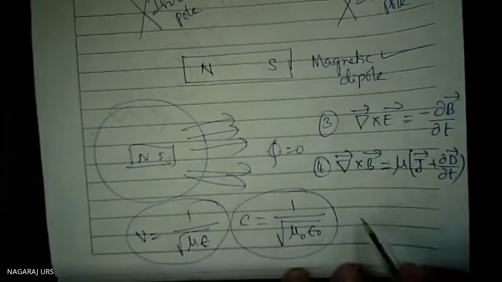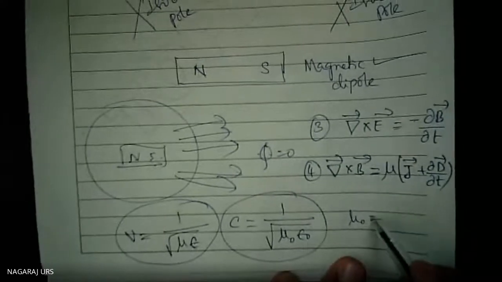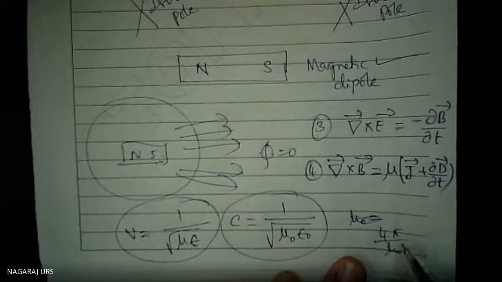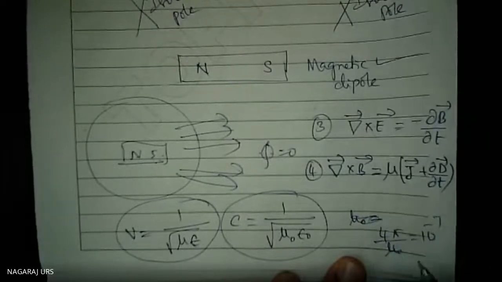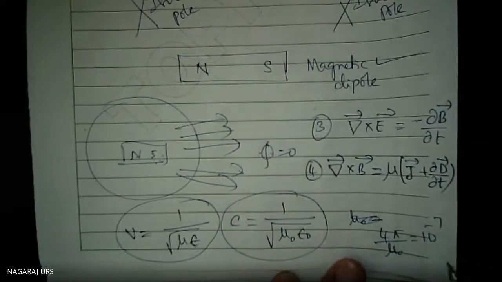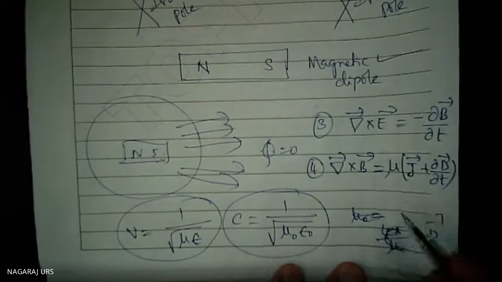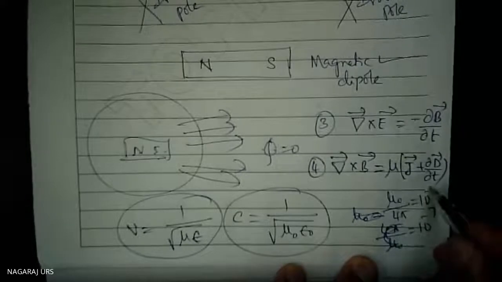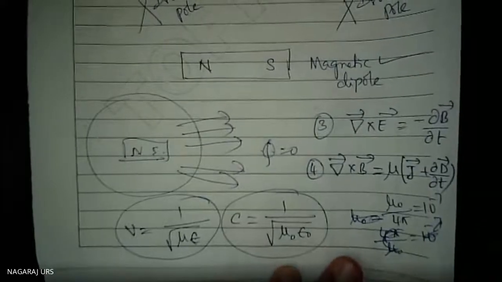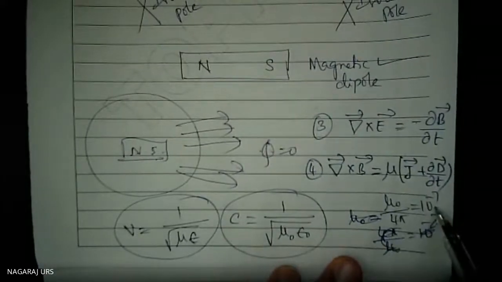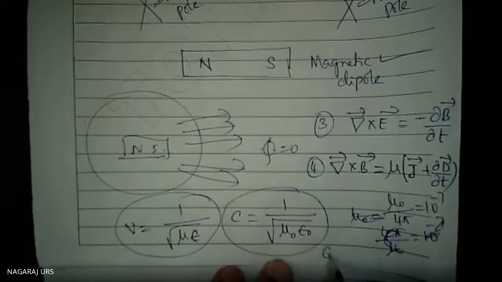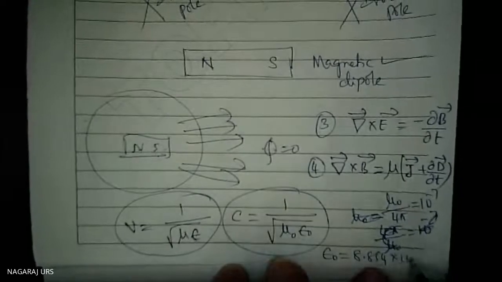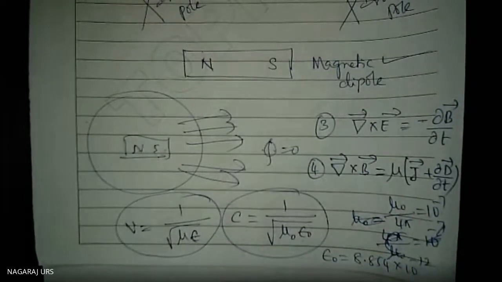You know about that. Mu naught divided by 4 pi is equal to 10 to the power minus 7, so mu naught is equal to 4 pi into 10 to the power minus 7. Epsilon naught is equal to 8.854 into 10 to the power minus 12 farad per meter.